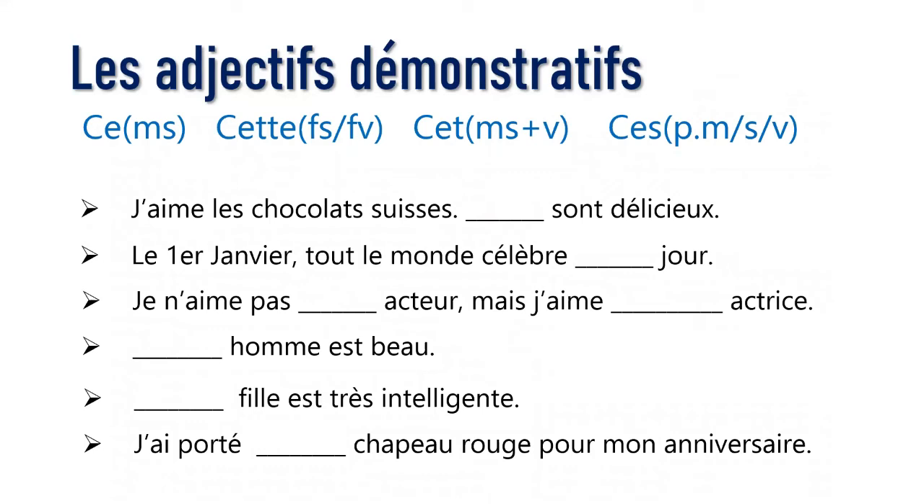Now we will see how to use demonstrative adjectives in sentences. First one is j'aime les chocolats suisses. Here we are talking about Swiss chocolates, and then we are saying these are delicious. As les chocolats suisses is plural, we will use ces.